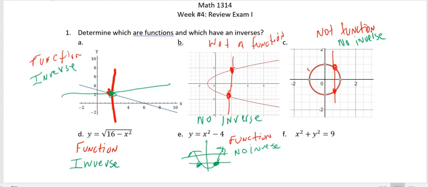And then the last one, since the x is squared and the y is squared, that means that this is a circle. And this is definitely not a function. That means it has no inverse.